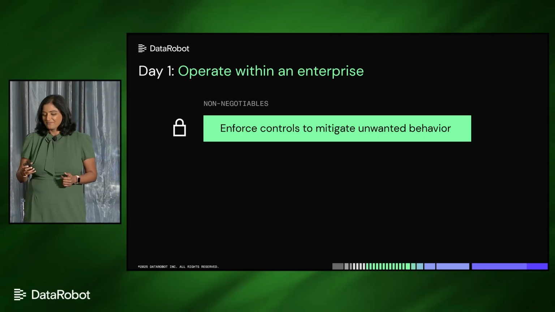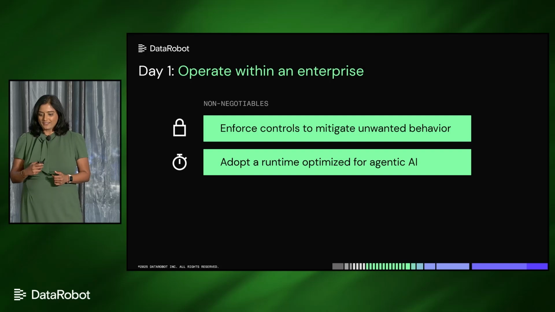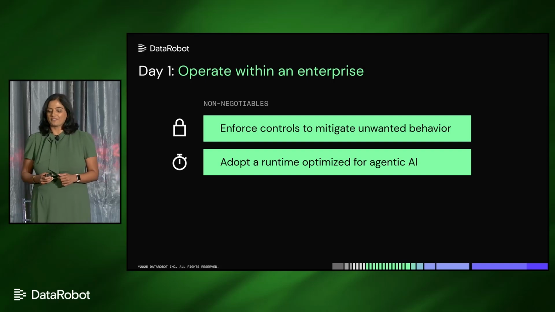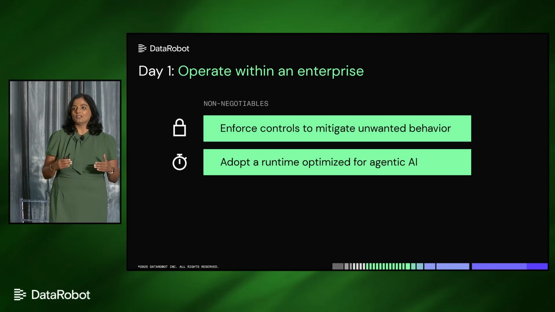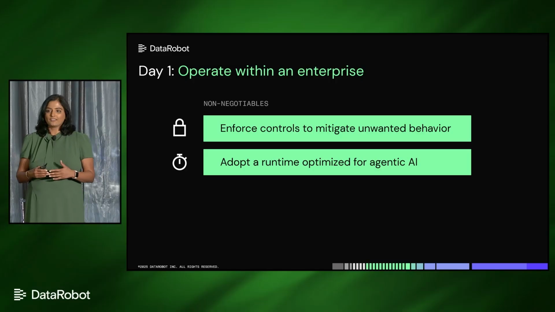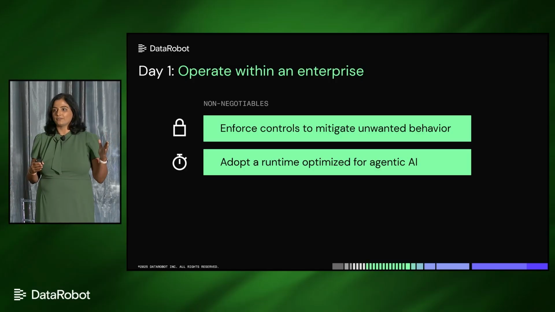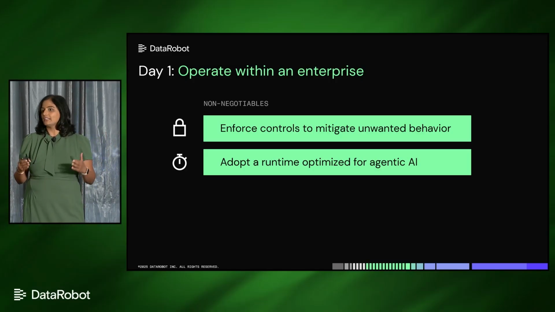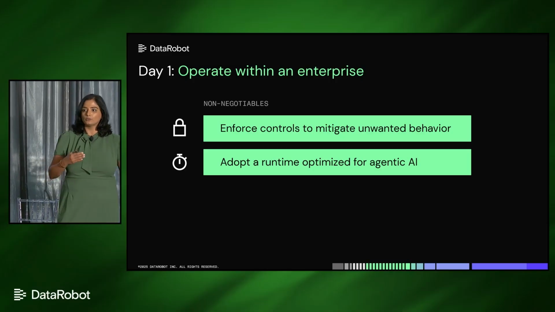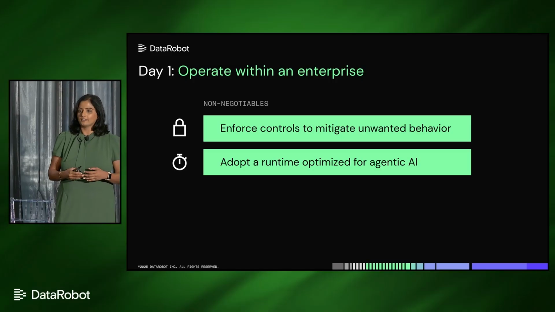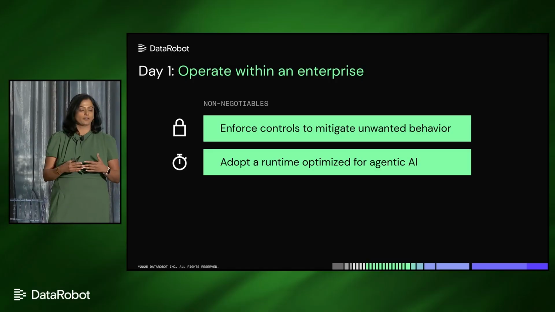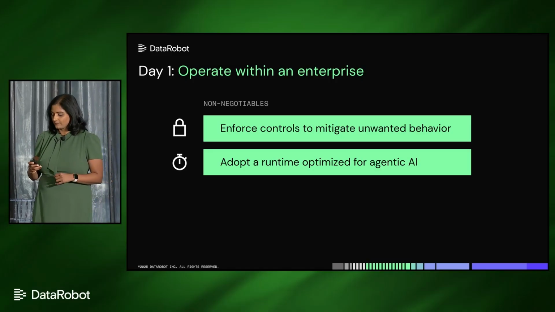So now that we've done that, you also need to adopt a runtime that's optimized for this new world of agentic AI. Because scaling for agentic AI is quite different. It's unlike just scaling on requests per second. You need to be taking into account the reasoning that the agent might need to do, the tools that the agent might need to access, in addition to the scale or the number of requests the agent is getting.